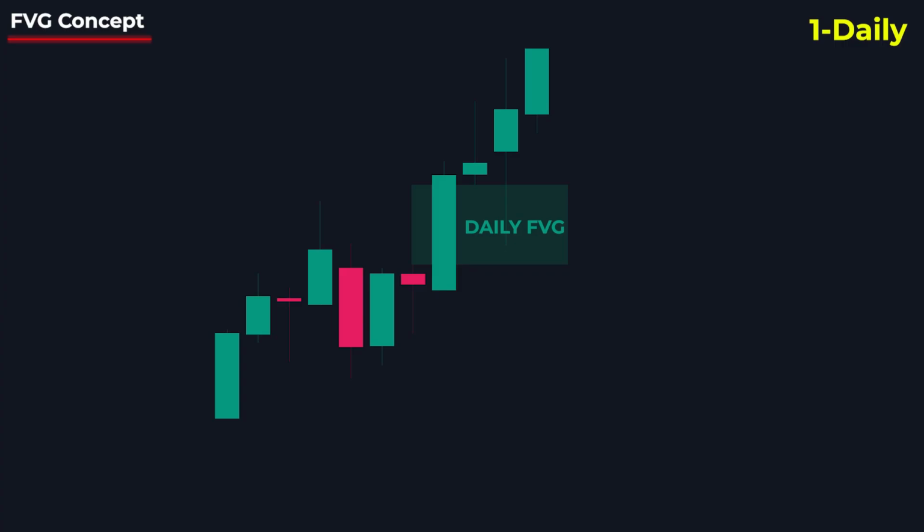That's how fair value gaps work. They often get revisited before the trend continues. If you're a day trader, this daily fair value gap might be too large to trade directly. That's why we refine it by zooming into lower time frames, like the 4-hour or 1-hour chart, to find better entry points inside the gap.